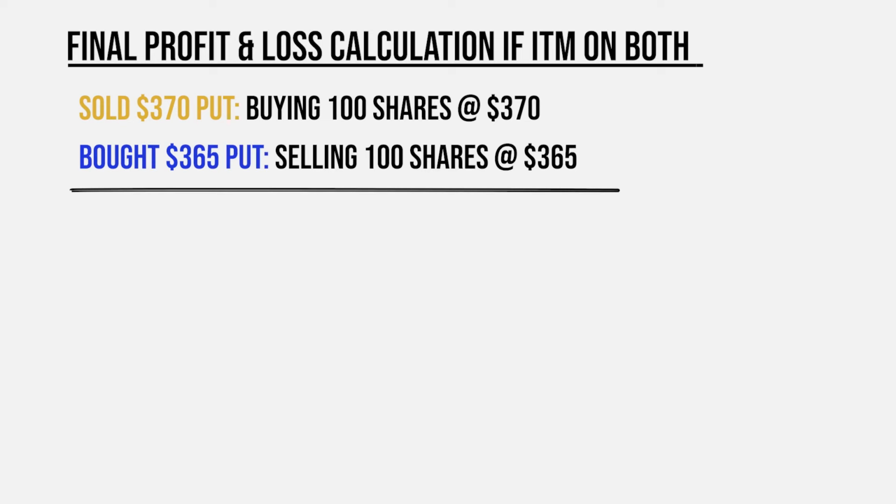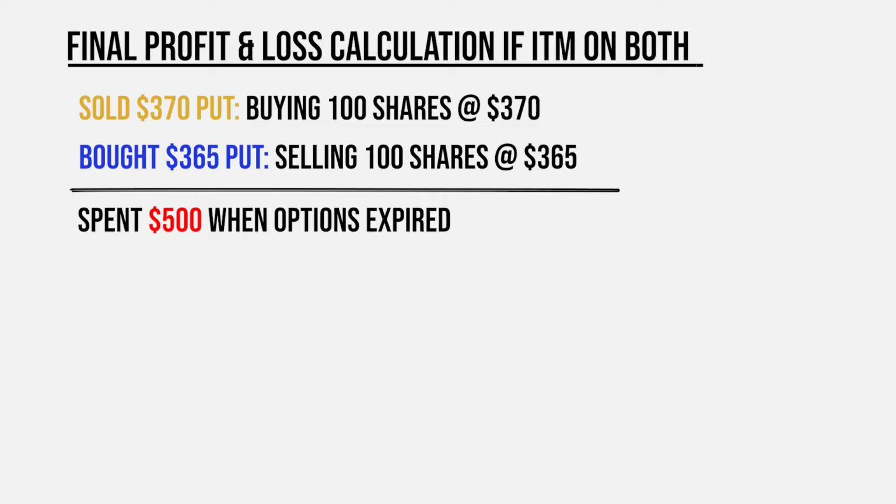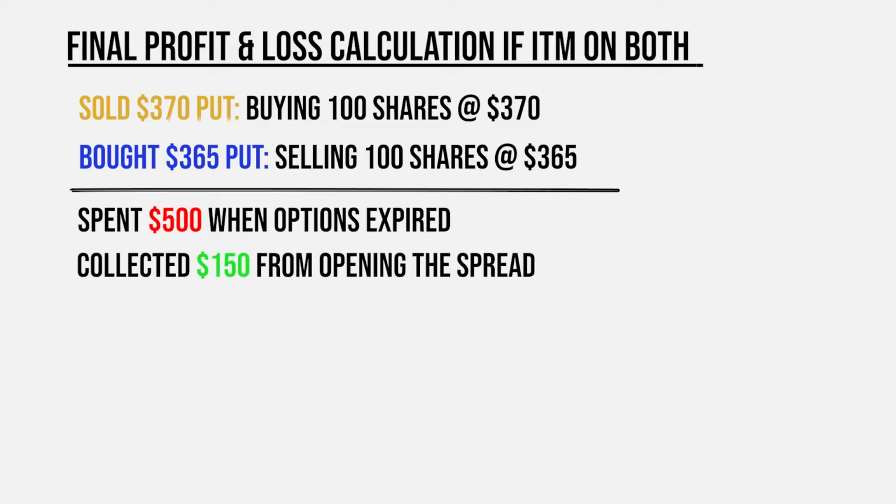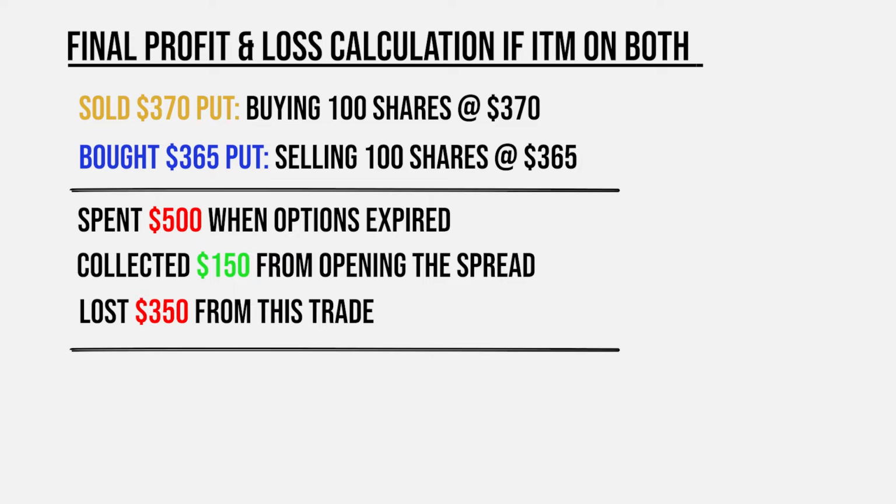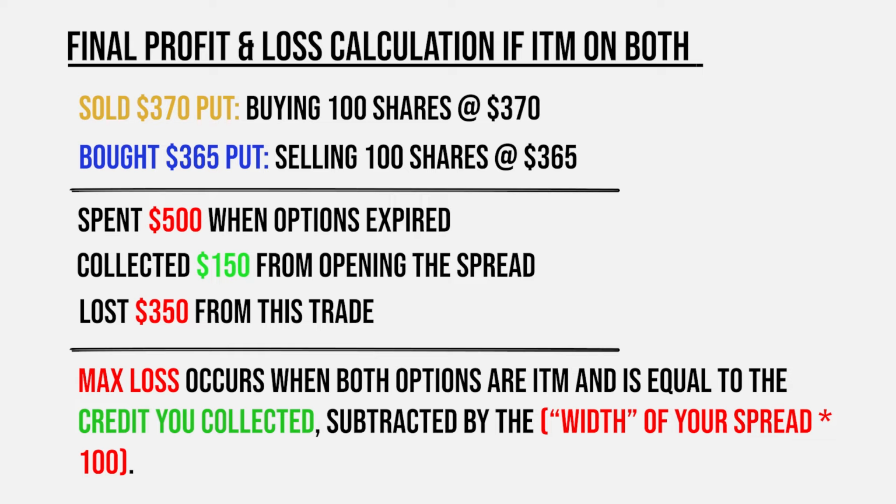We will be selling 100 shares at 365, which is a $5 difference between the shares that we bought and the shares that we sold, times 100 shares, which means after all that transaction is complete, we will have lost $500. However, because we collected $150 originally when we first opened up the credit spread, our final loss will only be $350.